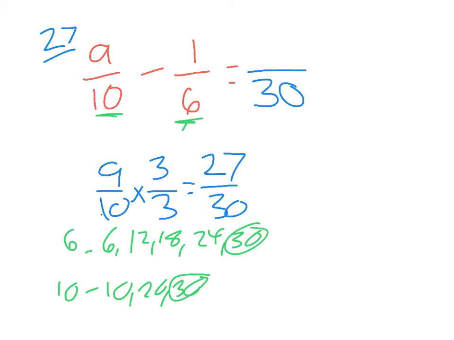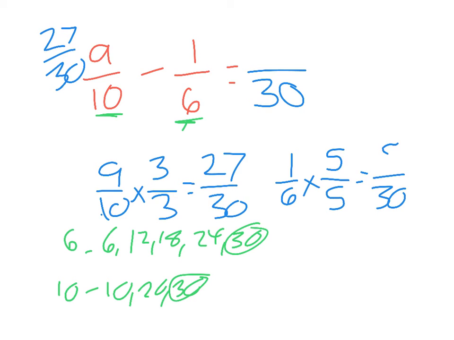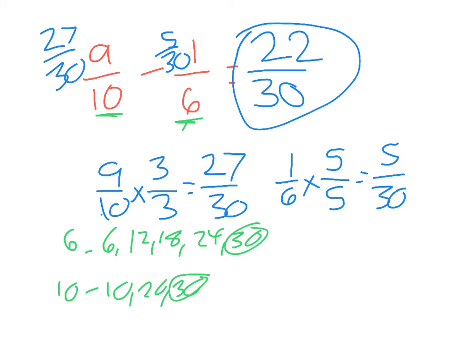So I have 27/30 minus, now I need to do 1/6 times something equals something over 30. 6 times 5 will give me 30. 5 over 5 for one whole. 1 times 5 is 5. So I've got 5/30. Simple last step is to do my subtraction now that I have like denominators and equal parts. 27 minus 5 is 22. We'll get into how this can be made into a smaller fraction, but for right now, this is where we're going to stop.